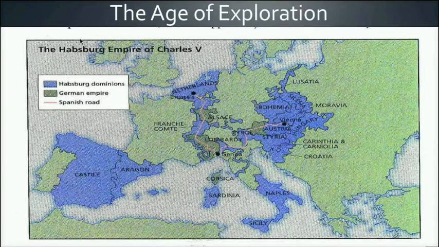So we're going to start with this. We've got a map here of the Habsburg Empire of Charles V. The Habsburgs is a family we haven't spoken too much about yet. Very, very famous family that owned a lot of property. So the Habsburgs clearly owned Spain. They owned a little bit of what would become France. They owned the Netherlands, parts of Italy, Austria. I mean, they were the family with the most wealth and power in Europe. So definitely it's important for us to understand that.